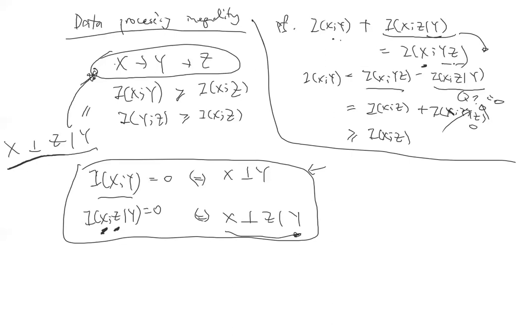So why is it called the data processing inequality? Because one way to look at this Markov chain is, let's say you have X. Let me think of something.